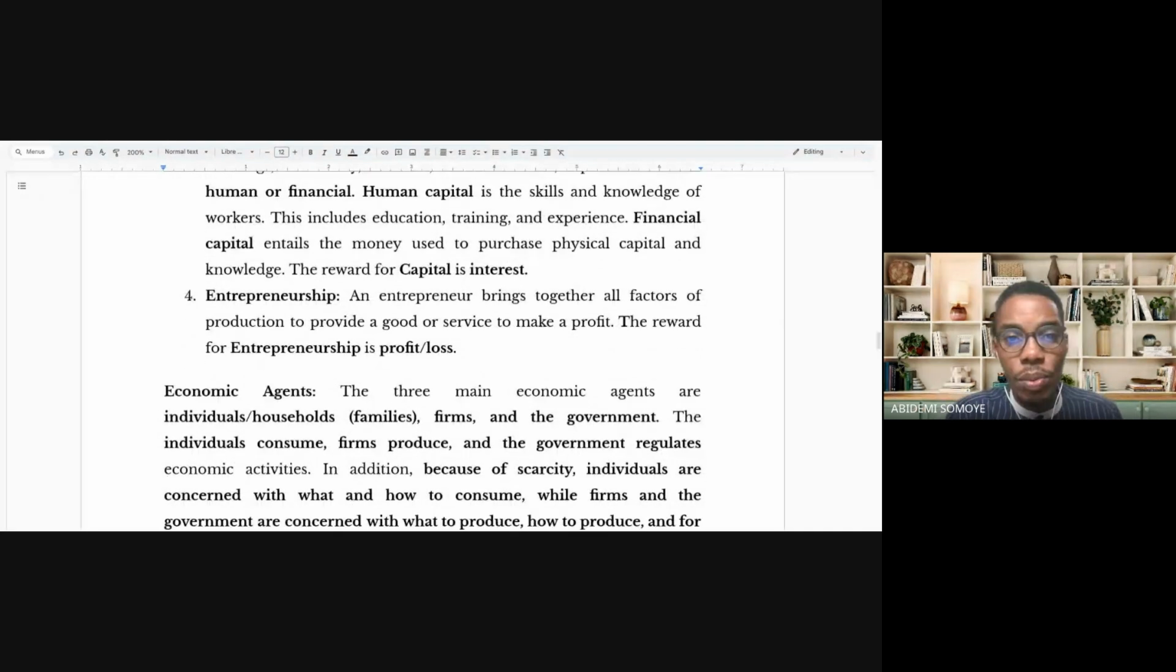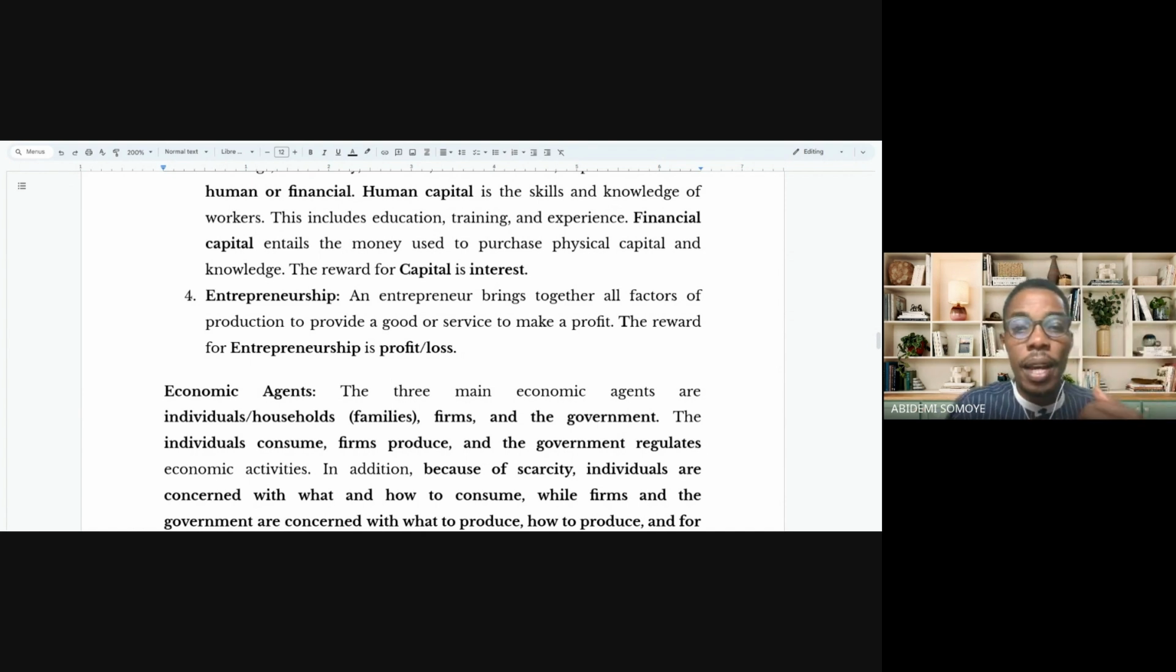Entrepreneurship, which is the last one. An entrepreneur brings together all factors of production to provide a good or a service to make a profit. The reward for entrepreneurship is profit or loss. So these are the factors of production that you must have been accustomed to: land, labor, capital, and entrepreneurship.